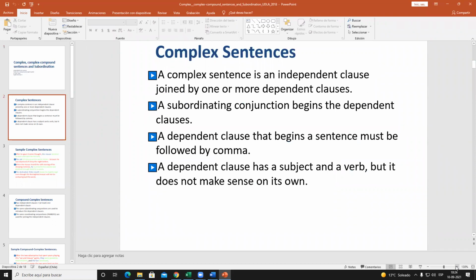A subordinating conjunction begins the dependent clauses. A dependent clause that begins a sentence must be followed by a comma. A dependent clause has a subject and a verb, but it doesn't make sense on its own.